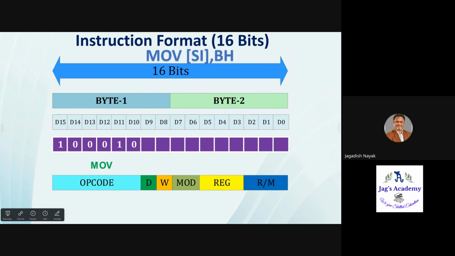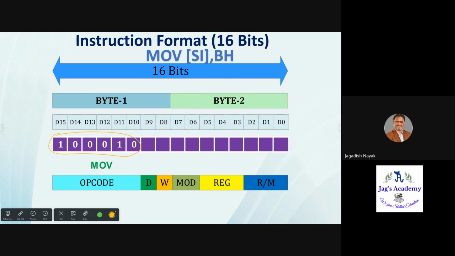Very simple. I told you, first you just have to fill in these binary values. Now, start from D15 to D10. What is D15 to D10? It corresponds to the opcode. What is the opcode here? Tell me. The opcode is MOV. You know, for MOV, what is the combination of the opcode? It is 100010. Most of the MOV instructions will have an opcode of 100010.